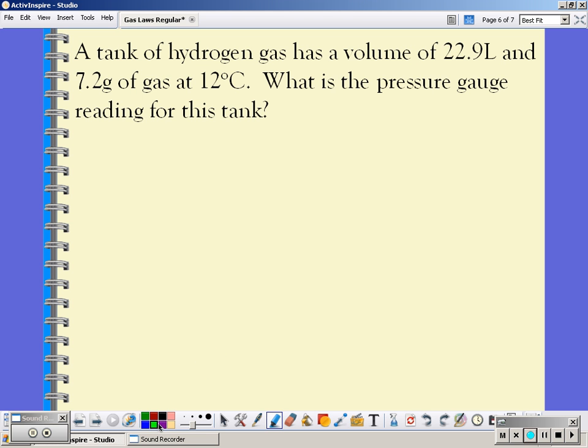22.9 liters, that would be my volume. 2.7 grams of the gas hydrogen would be my amount. And 12 degrees Celsius would be my temperature. I want to know what is the pressure, so I'm looking for P.